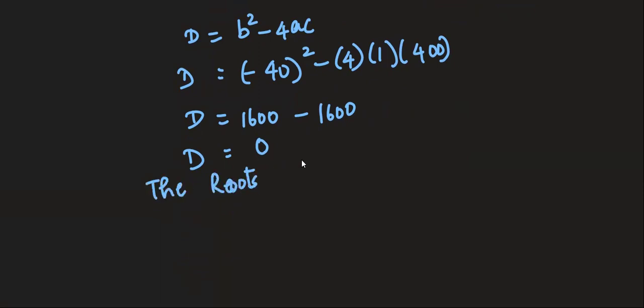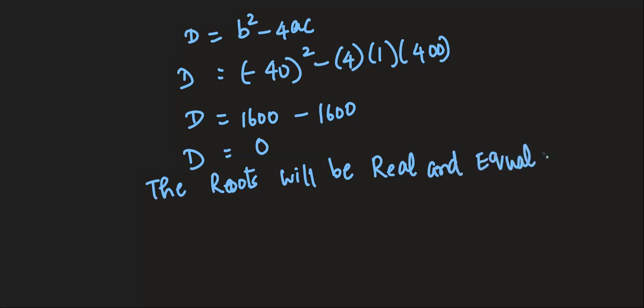So the roots will be real and equal. That is, you will have the same value of x. For example, 4, 4, 5, 5, 3, 3, like that. Okay, so the roots will be real and equal roots.